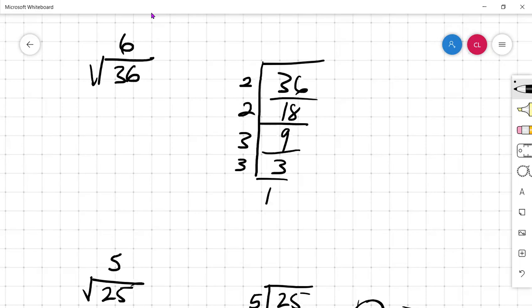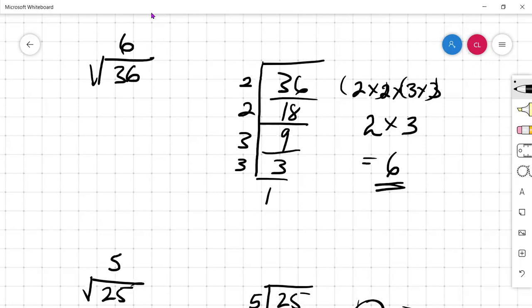So look at what we have now. We have the factors being 2 times 2 times 3 times 3. And if we bracket off these, we're only going to take one of the 2s and one of the 3s, and 2 3s, and we will get what? 6. So this proves, using this method, that the square root of 36 really is 6. So 6 squared is what? 36.